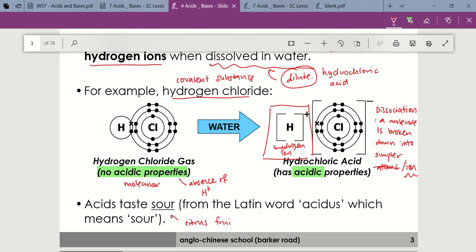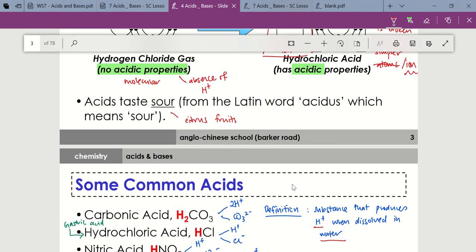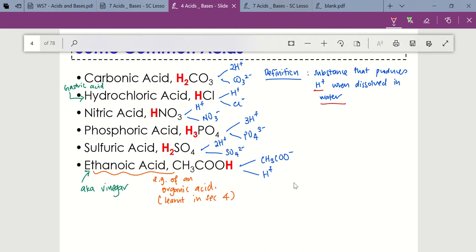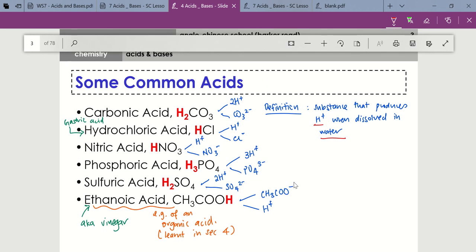Our citrus fruits like oranges, lemons, limes, all of them contain acids, and they contain mainly citric acid, which is why it gives it its sour taste. Okay, so this is what acid is, and these are some common acids that you will see in your syllabus.